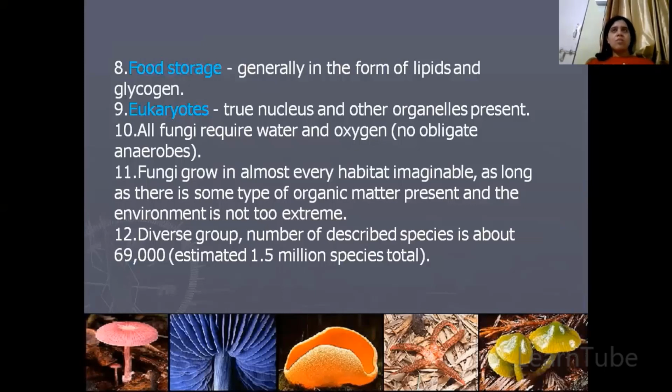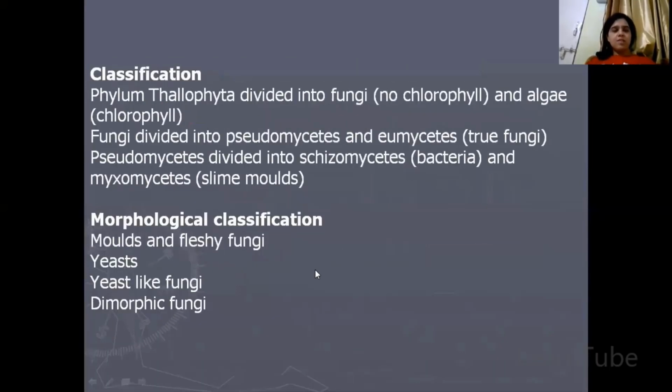If the environment is not very extreme and if some organic matter is available as nutrition for them, then they can grow. There are about 1.5 million species estimated as fungus till now. Now, classification: the phylum Thallophyta is divided into fungi and algae. So there are two. What is the difference between fungi and algae?